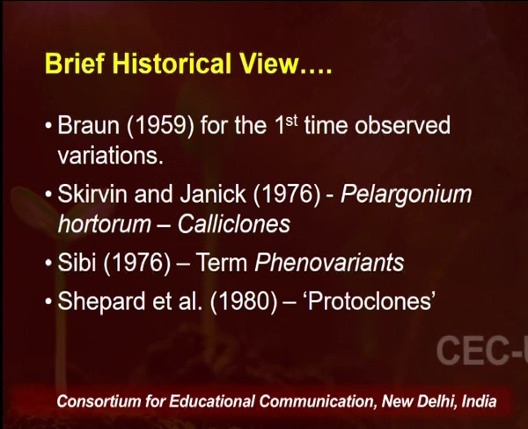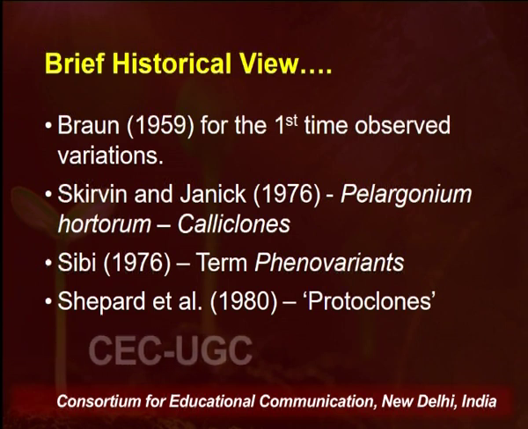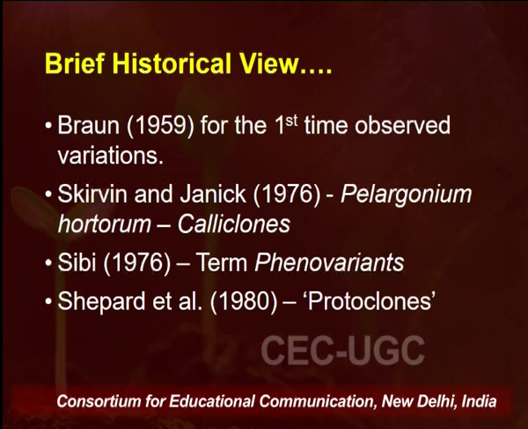And in 1980, Shepard et al. worked on the protoplast of a plant, and they found that when plants were regenerated from these protoplasts, certain variations do occur in the regenerated plant, and therefore they gave the term protoclones. So by and large, if we see calliclones, phenovariants or protoclones, they largely emphasize the variations, and the name varied with the explant material or the regenerated plants from which they were generated.